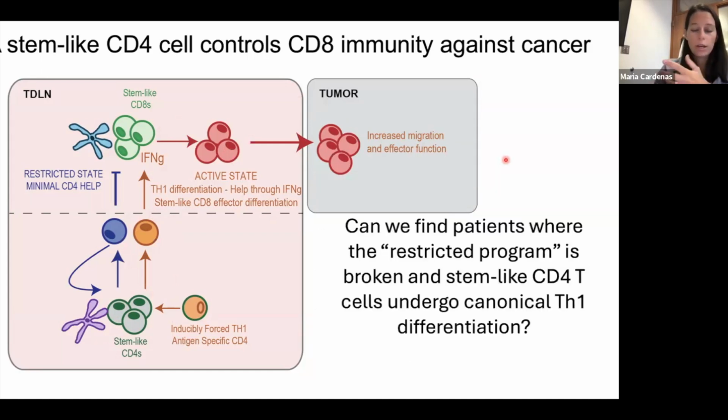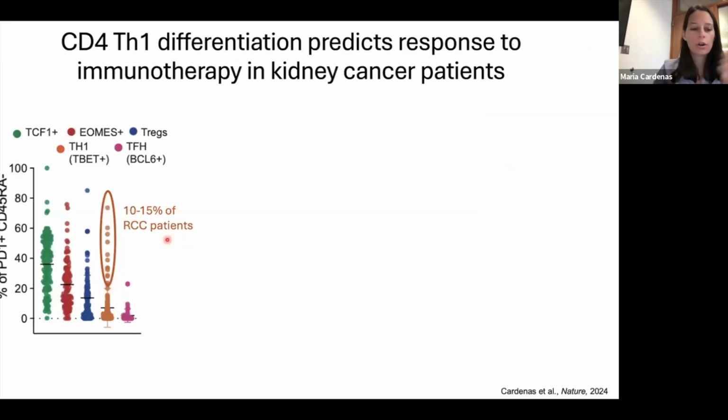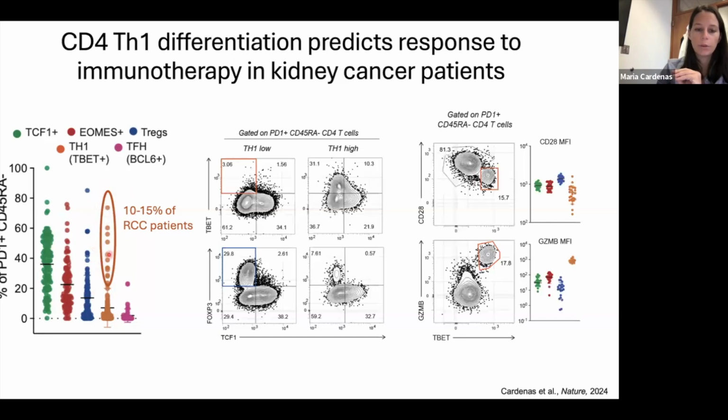Right, and so this is great in a mouse, but is this ever a possibility in humans? Can we find patients where this restricted program, where we mainly only have stem-like CD4s and 8s, is broken? And can these stem-like CD4s actually undergo Th1 differentiation in a patient tumor? So we went back to about 150 kidney cancer patients, and we found that in about 10% of these patients, there is a very big Th1 response. Over 40% of the cells, in the ones that have it, are in this very, very large Th1 population.